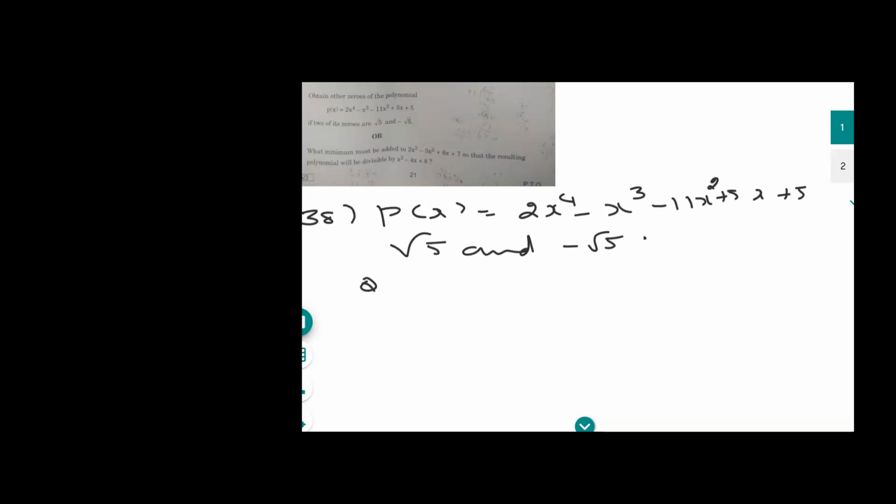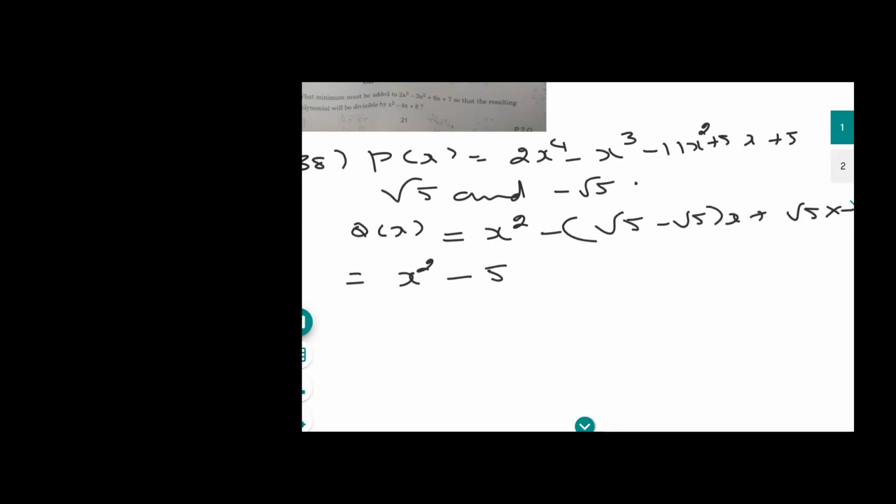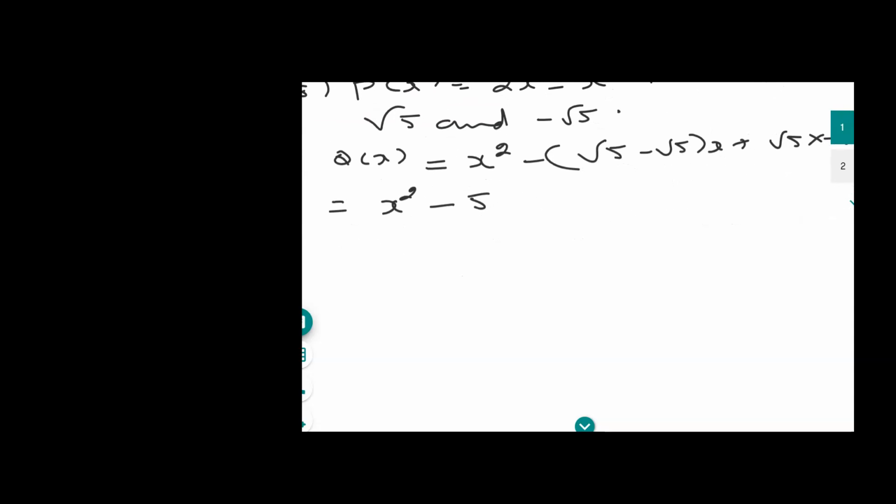Let us take that as q of x. So we know that to find a quadratic polynomial whose roots are given, it is x squared minus sum of the roots into x plus product of the roots. So that gives you x squared minus 5. Now we are going to divide this polynomial p of x by q of x.